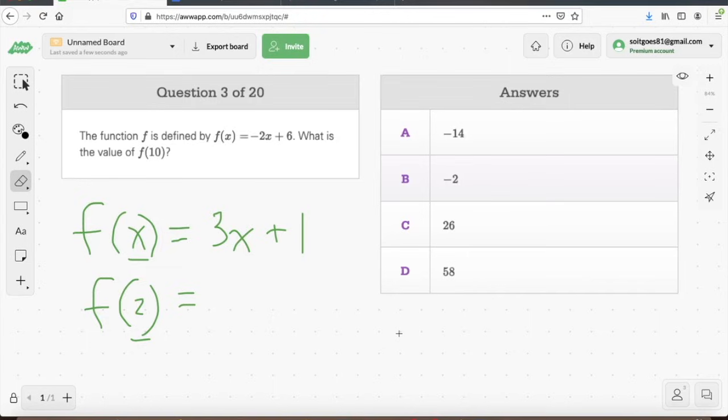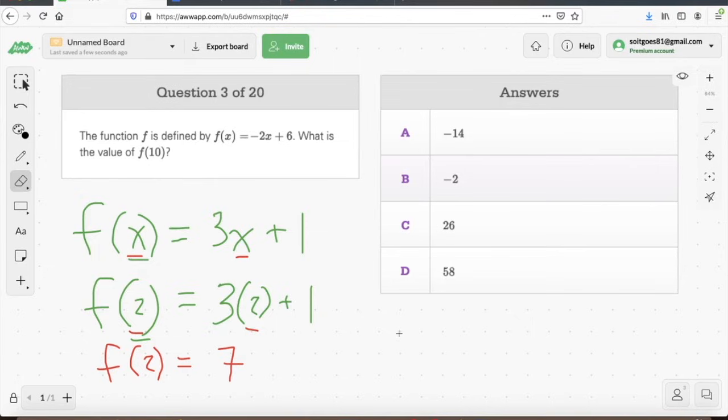So what's f of 2? It's just going to be 3, not times x, but times 2 plus 1. Does that make sense? Literally, all you've done is you've taken where there was an x, you've replaced it with a 2. A question like this is really a breeze once you understand what function notation means. So I could say f of 2 equals, and I'm just going to simplify this, 3 times 2 is 6 plus 1 is 7. So f of 2 is 7.